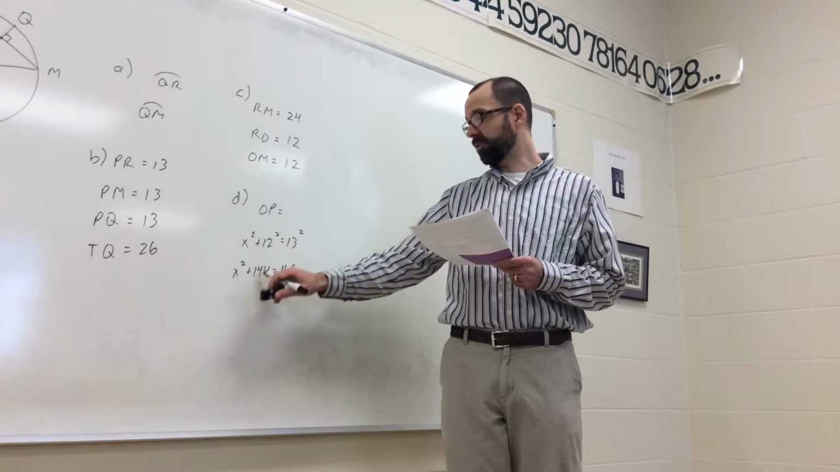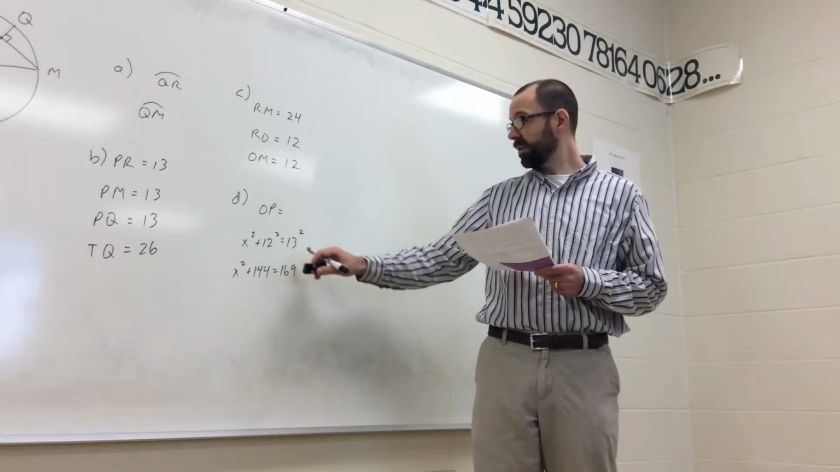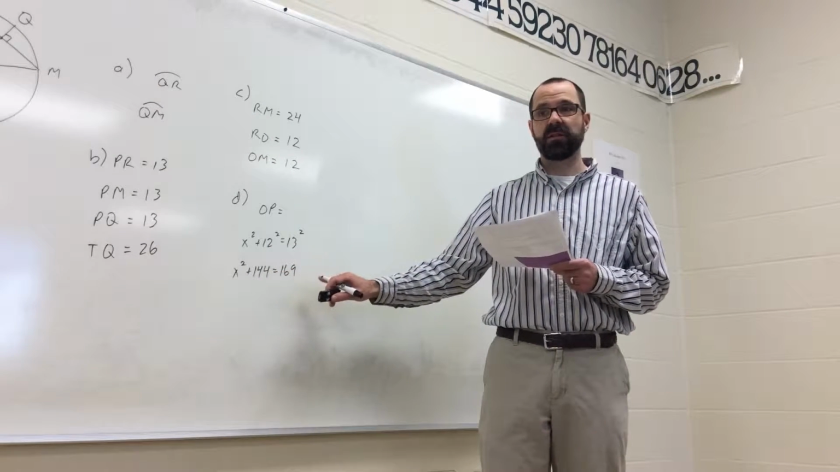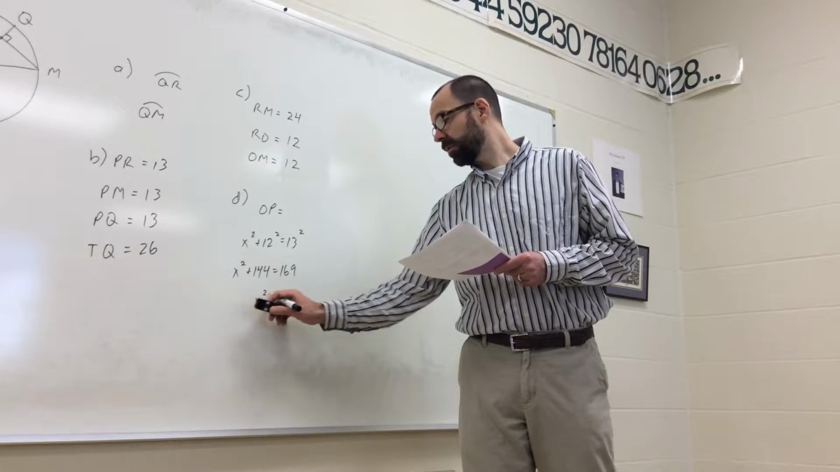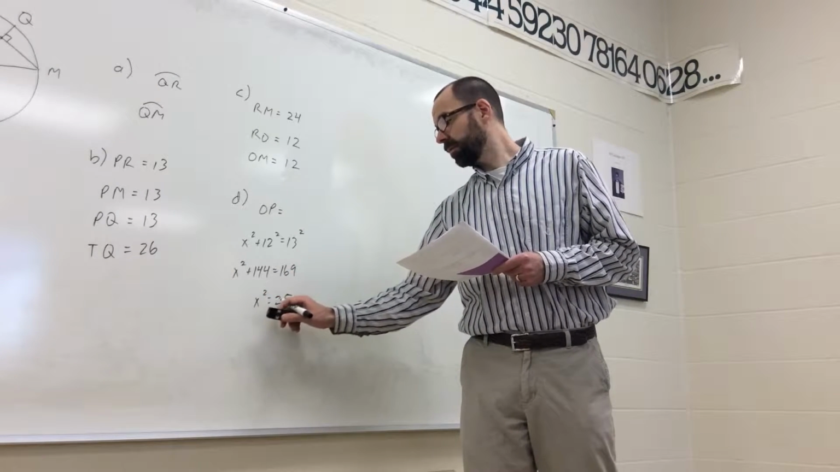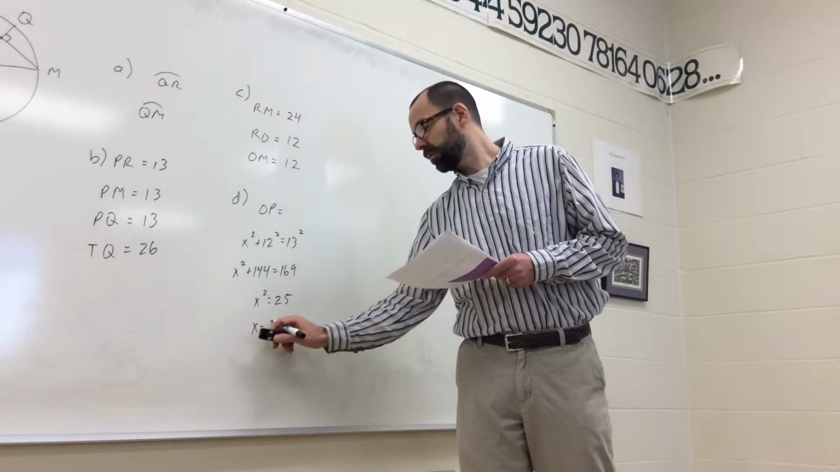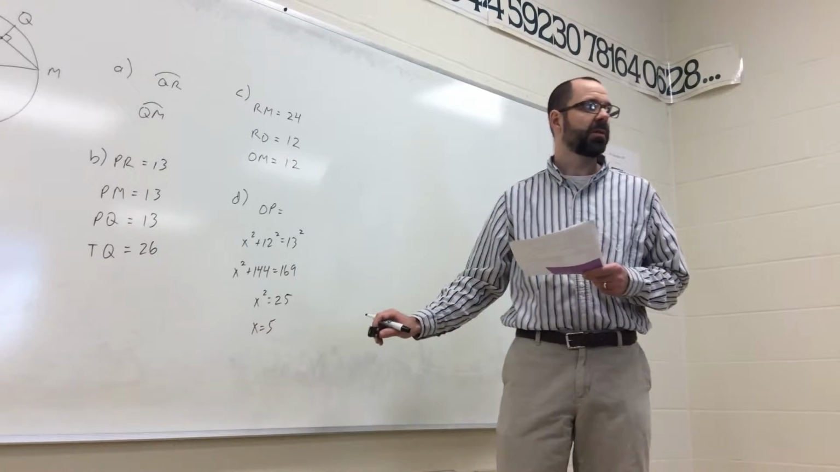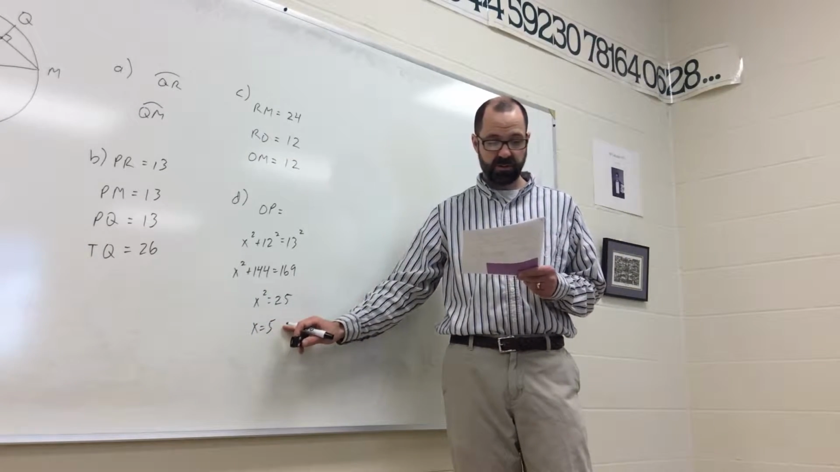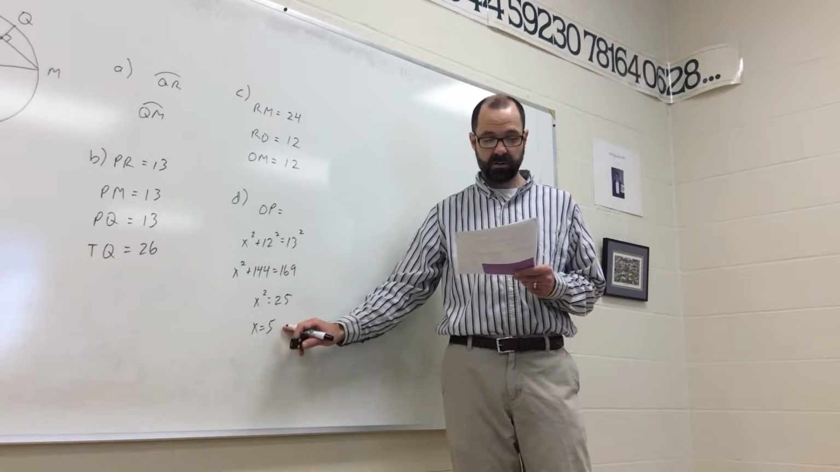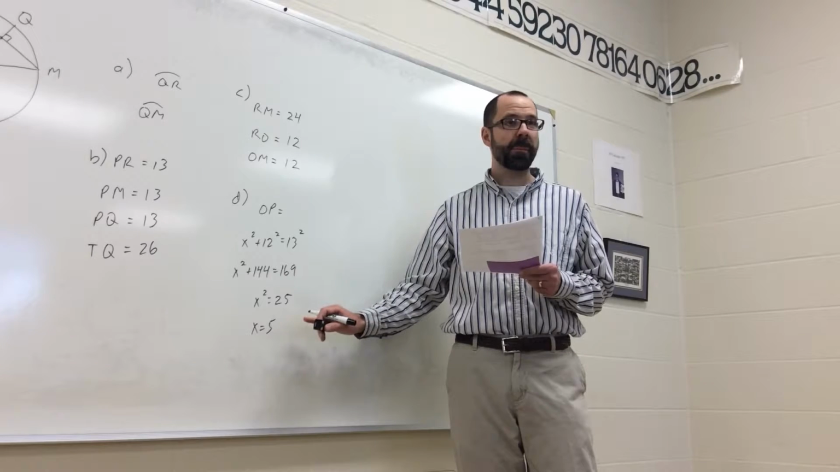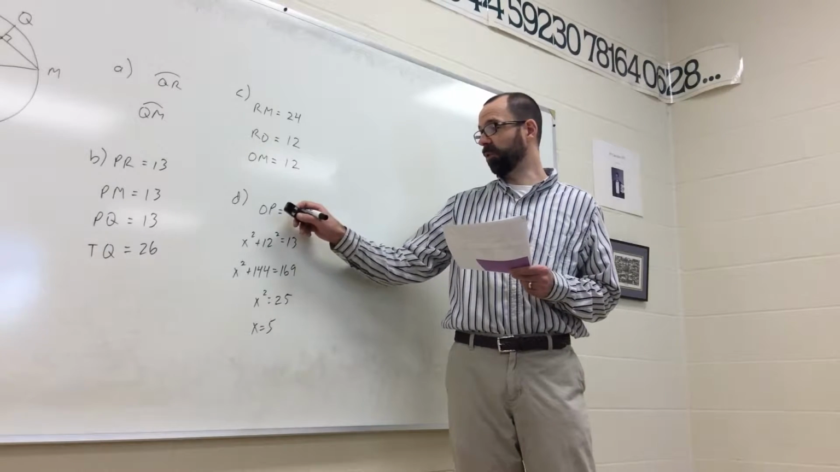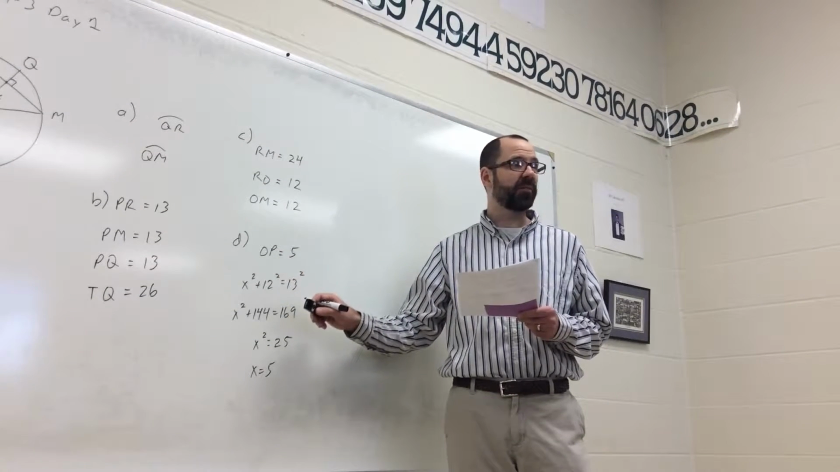So you just square out 12 and get 144. Square out 13 and get 169. And then subtract the 144 over. And that comes out to 5. So the length from O to P is 5.